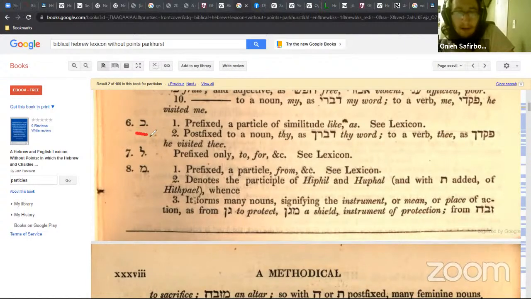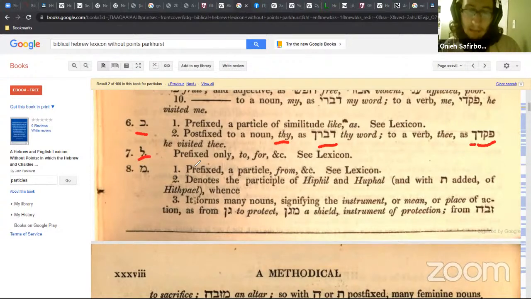So kaf means like or as when you add it to the beginning of a word. Like a son of man, or like a son of God, for example. At the end of a noun, it means thy. So word of thine, or thy word. Daber, daberach, or daberka. And at the end of a verb, it can mean, for example, visit. He visited you, or he visited thee.